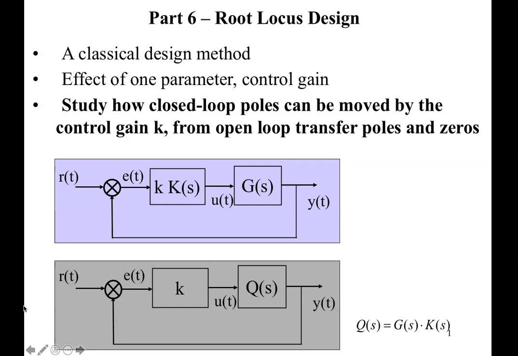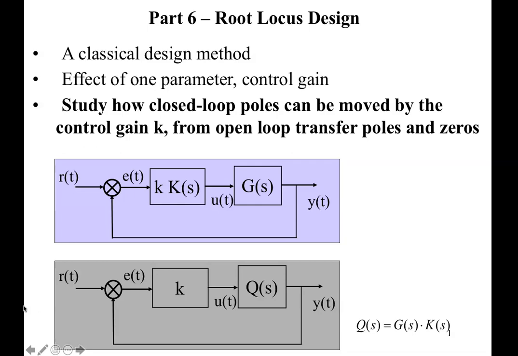The Root Locus design is one of the classic approaches for control design, and it only affects one control parameter at a time. So we really can only tune one control parameter in the controller. It is a technique to study how the closed loop poles can be moved by the control gain k, that's a scalar value, from the open loop transfer function and poles and zeros. And in that technique, we don't need to derive the closed loop transfer function and then try different values of k as we did before.